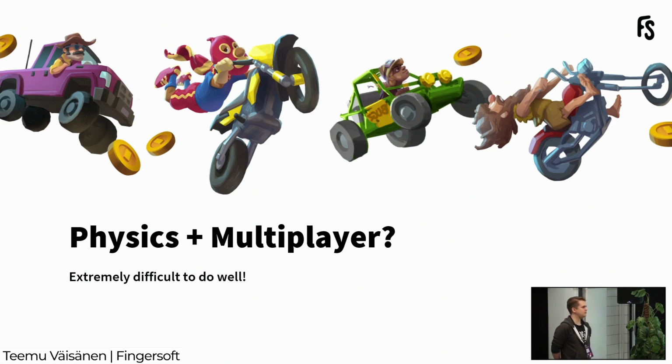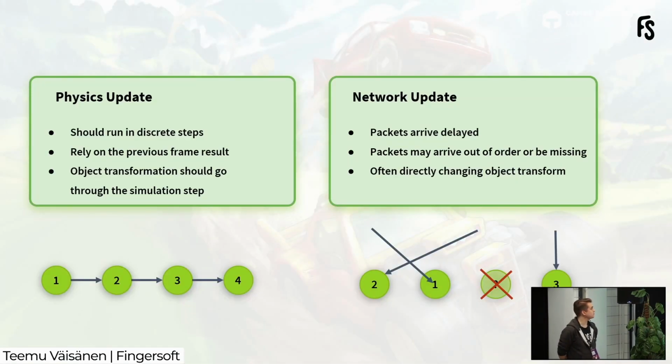So many of our current games or upcoming games are going to be a little bit more geared towards the multiplayer part. And as you probably know, physics and multiplayer are kind of difficult to do well. There are these inherent issues when you actually try to combine those two. So here I tried to split the issue, at least one of the issues. This is just one part of the difficulty.